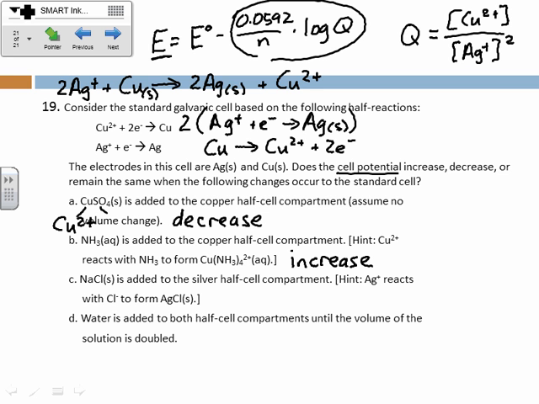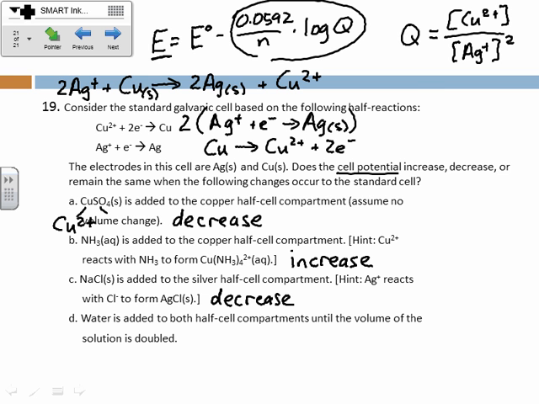All right, NaCl is added to the silver half cell, and once again, we're just messing with one of the ions here. So that's going to take the Ag+ out of solution. When it does that, what does that do to Q? It increases Q, so that's going to have the same effect as A, right? It's going to cause the overall potential to decrease.